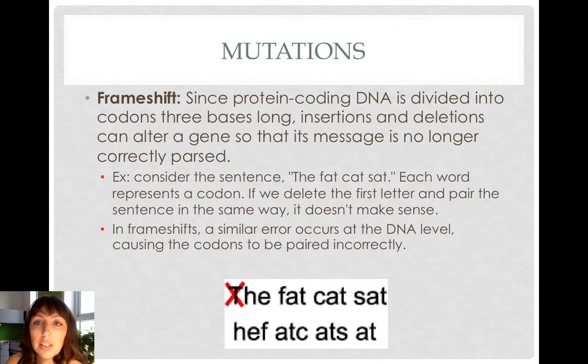Okay, another is a frame shift. Since protein coding DNA is divided into codons that are 3 bases long, insertions and deletions can alter a gene so that its message is no longer correctly parsed. Earlier I talked about codons being like words that make a sentence, which are the instructions for building proteins. If you consider the sentence, "the fat cat sat," each word represents a codon, okay? And if we delete the first letter and pair the sentence in the same way, it no longer makes sense. So in frame shifts, a similar error occurs at the DNA level, causing the codons to be paired incorrectly, and the instructions for building that protein to be dramatically affected.